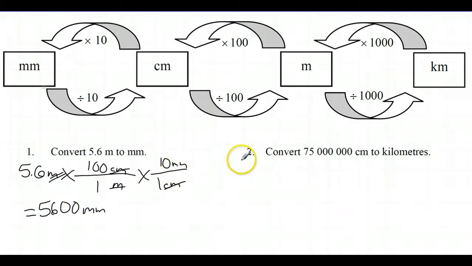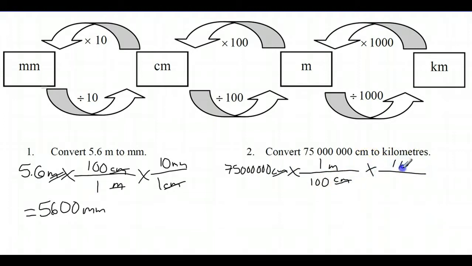All right, let's convert 75 million centimeters to kilometers. So I have centimeters. I want to get rid of centimeters. What's a conversion that I know? I know that 1 meter is 100 centimeters. But I want kilometers. So I need kilometers up top. I need meters on the bottom to cancel here. So 1 kilometer is 1,000 meters. These are always equivalents. Meters cross off. The units we're left with are kilometers.